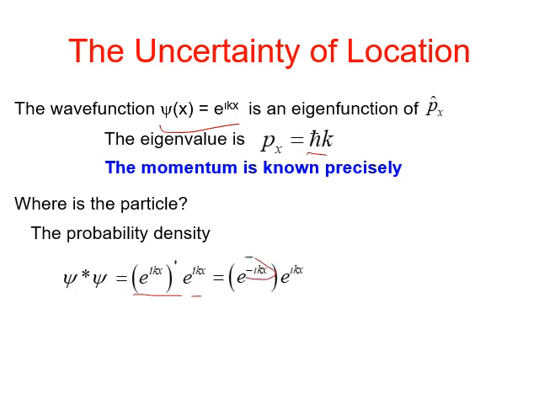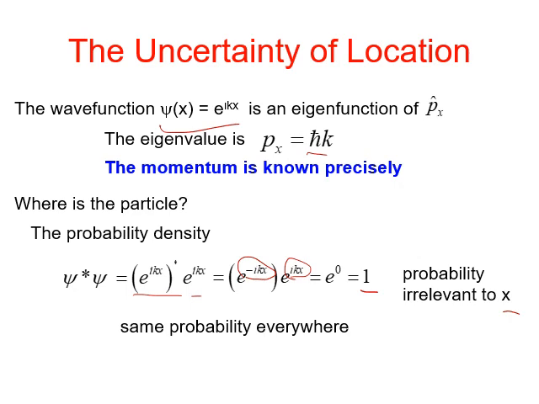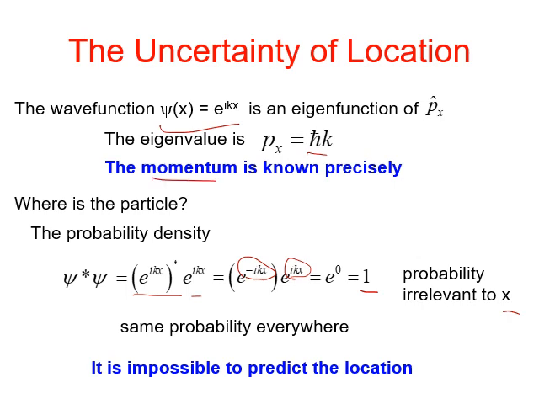So the powers added together give you 0. E to the 0 power is 1, and the probability is independent of x. In other words, everywhere has the same probability. If the probability is the same everywhere, that means we don't know where the particle is. So here is an interesting situation: we know the momentum, but we don't know the position.